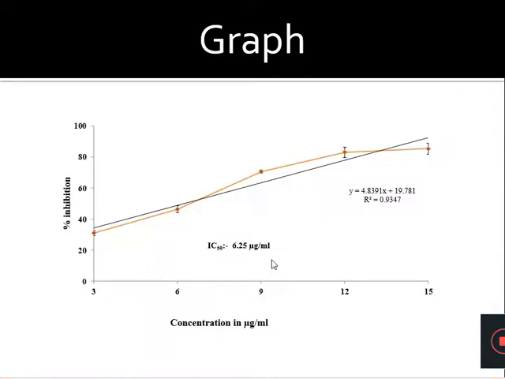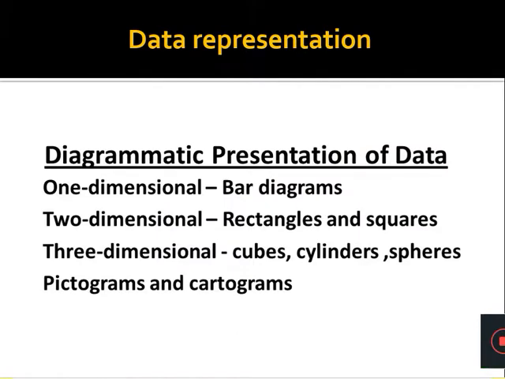So you can use graphs or diagrams for the representation of data. In this class we will study the diagrammatic presentation of data. You can represent data as one-dimensional, two-dimensional, three-dimensional diagrams, as well as in the form of pictograms and cartograms. An example of one-dimensional data is the bar diagram. Two-dimensional representation is in the form of rectangles, squares, etc. Three-dimensional can be in the form of cubes, cylinders, spheres, etc. And there are pictograms and cartograms. We will go through each one of them.